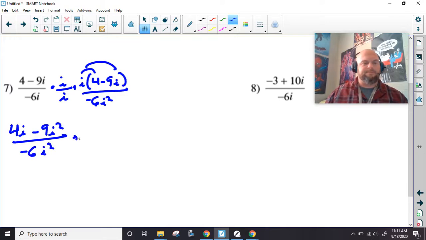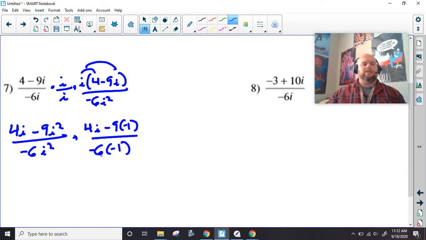All right, so 4i minus 9, now this is -1, -6. All right, so the only one of these that's not going to change is the 4i. This is -9 times -1, or if you say 9 times -1 minus negative, it's going to be the same thing. And then -6 times -1 is +6.